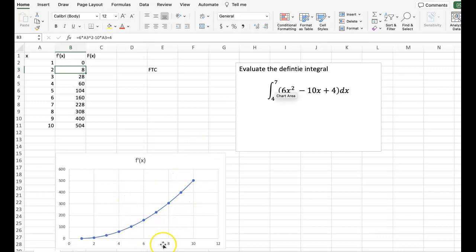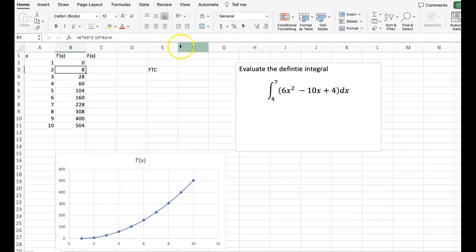Here I graphed what this antiderivative function looked like, and remember what this means. It would give me the area under the curve from 4 to 7, which would give me the amount of accumulated change in this antiderivative function over the given interval.